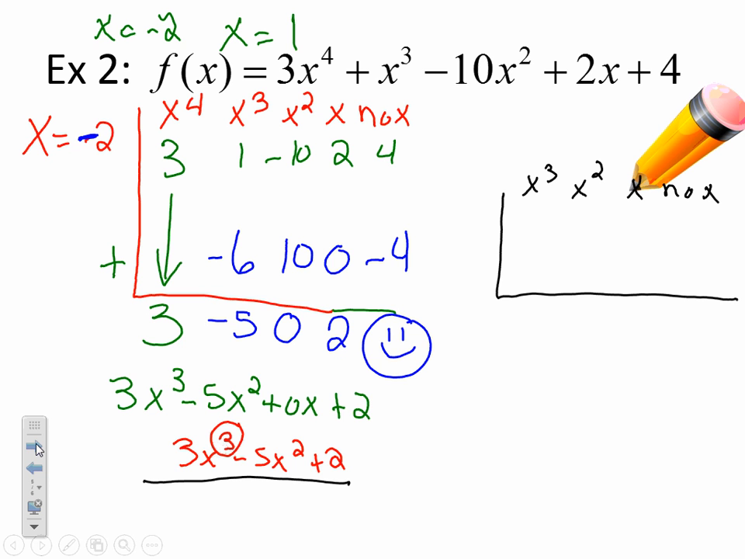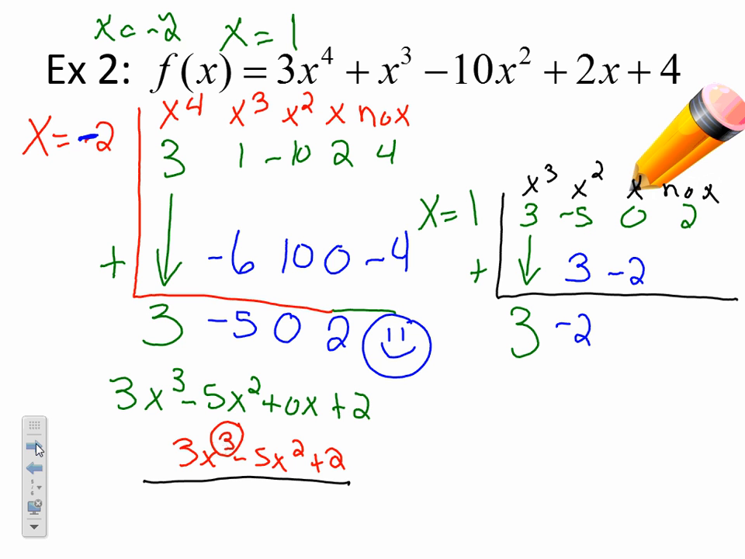Now, I already used x equals negative 2, but I can also use x equals 1. And I've got 3, negative 5, 0, 2. Drop that first one, so it's 3. 1 times 3 is 3. Add those together, and I'm going to get negative 2. 1 times negative 2 is negative 2. Add those, negative 2. Negative 2 times 1 is negative 2. When I add those together, I get 0. Very, very happy. Rewrite this.